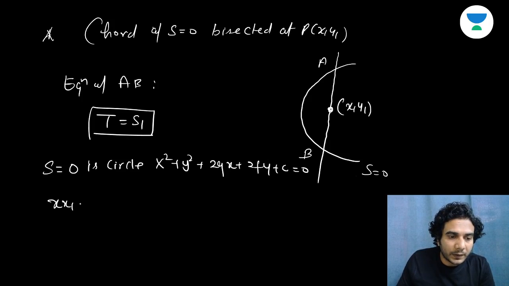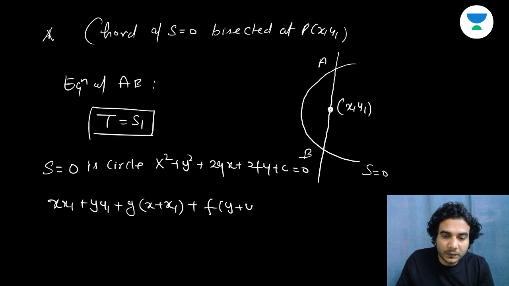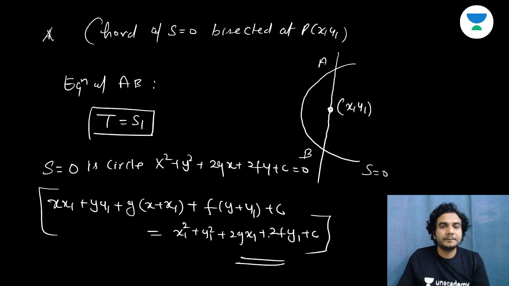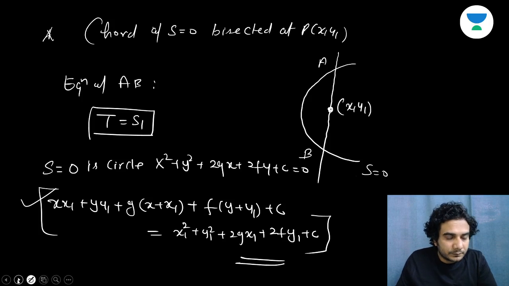We are writing T and S1 with respect to the midpoint (x1, y1). So T is x x1 plus y y1 plus g times (x plus x1) plus f times (y plus y1) plus c is equal to S1. Now put x1, y1 in the equation. It's a constant: x1 square plus y1 square plus 2g x1 plus 2f y1 plus c. All right. This is the equation of, sorry, equation of line.